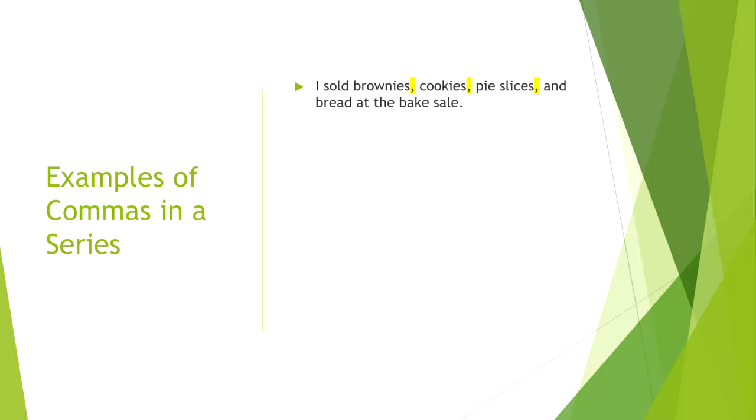So I sold brownies, cookies, pie slices, and bread at the bake sale. So notice after every element except the last one, and you would want it included before the conjunction. That's what's dropped in the AP style. But for your purposes, get in the habit of using it, because most of your academic papers will require that, okay?